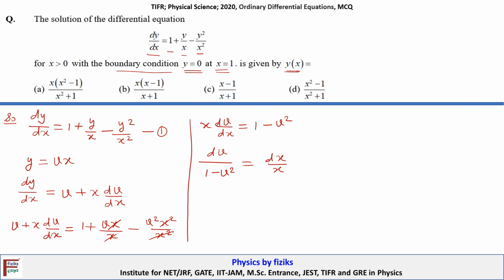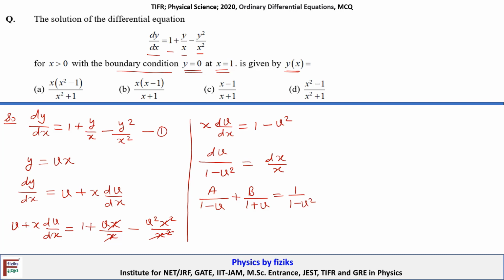Now integrating on both sides, for this integration we use the partial fraction, and for using the partial fraction we can write it as a divided by the first factor of this denominator, that is 1 minus v, plus some another constant b divided by the second factor of this denominator, that is 1 plus v, and this can be written as 1 by 1 minus v square. Now from here we have to obtain the values of a and b.